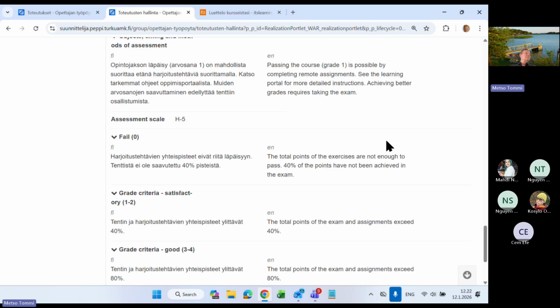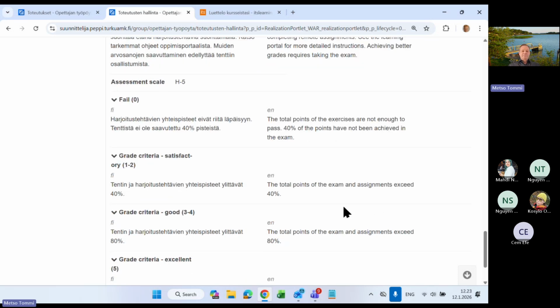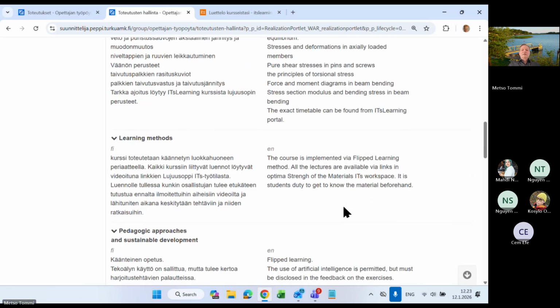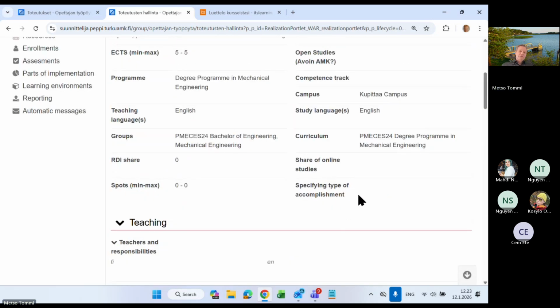But same system as in autumn. You can pass the course with exercises that you have uploaded. And if you would like to have a better grade than one, then you have to come to the exam and try to raise your grade. So these are the specs for this course.